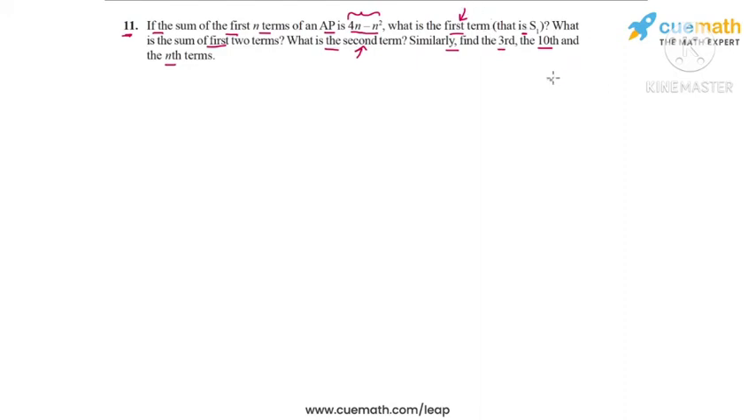So to understand the key idea behind solving this problem, observe this visual representation of the arithmetic progression where each box represents a term of the AP. So we have A1, we have A2 and so on. I have shown 6 terms here. Now we are given that the sum of n terms, the expression for Sn, is 4n minus n square.